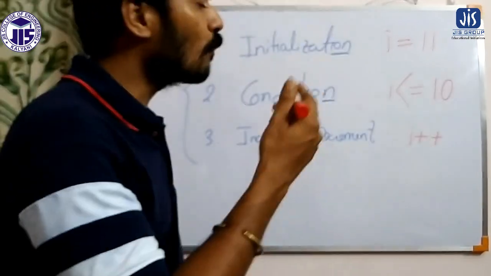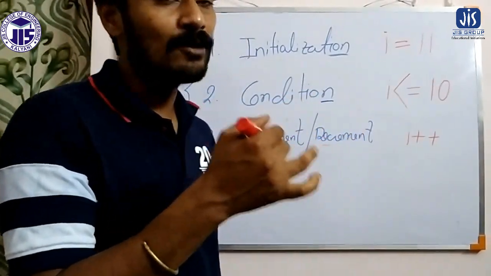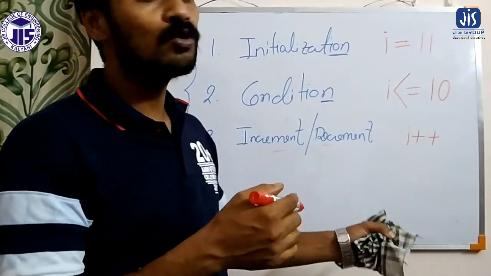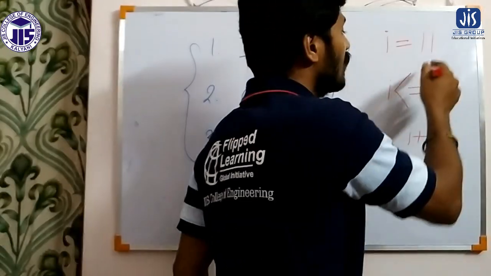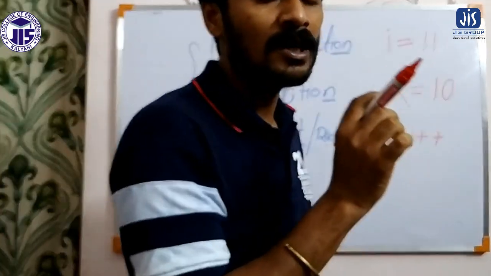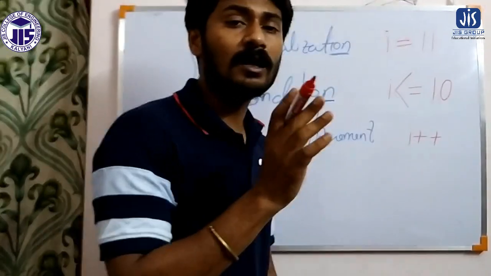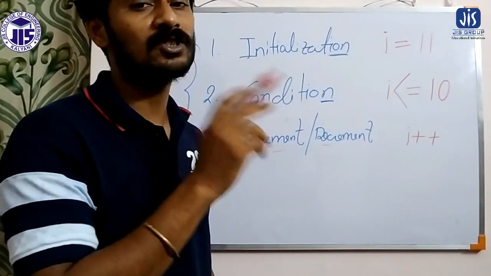So basically, we started from I equal to 1, and in that way we reached 10. But for 11 the condition was not satisfied, so we are not going to consider 11. The last time the condition was satisfied, the value of I was 10.